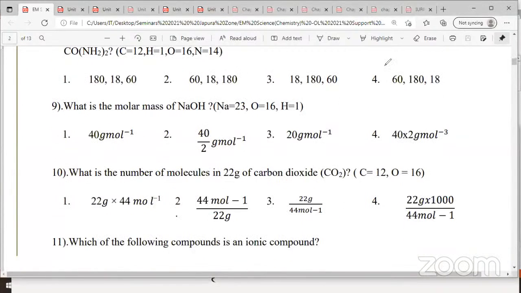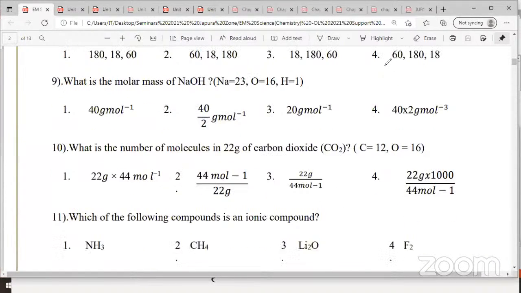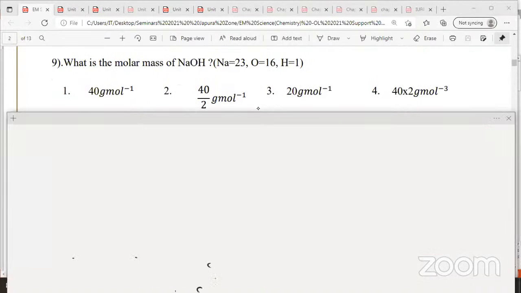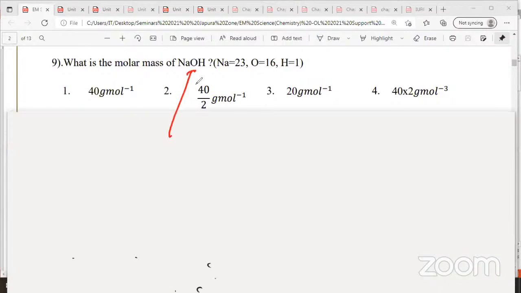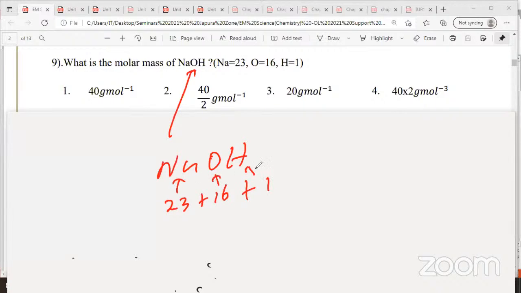Question number 9. What is the molar mass of NaOH? Molar mass means mass of 1 mole. The same technique, only different. Molar mass has units. So sodium hydroxide NaOH: sodium equals 23, oxygen 16, hydrogen 1. So what is the total? 40. Since it is molar mass, you have to give the unit.